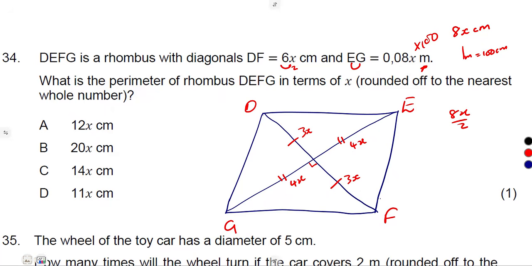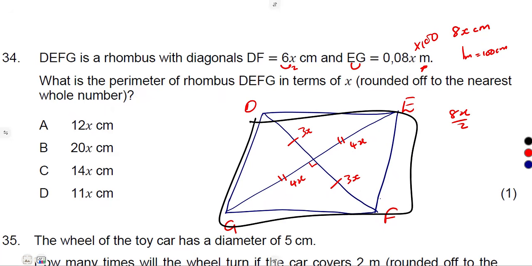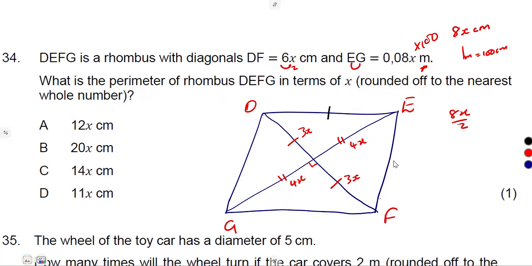So for us to determine the perimeter, which is the distance right around the shape, remember in a rhombus all these sides will be equal. So finding one, we are done. Calculating one of these sides, we're done. So the question is, how can we calculate it?